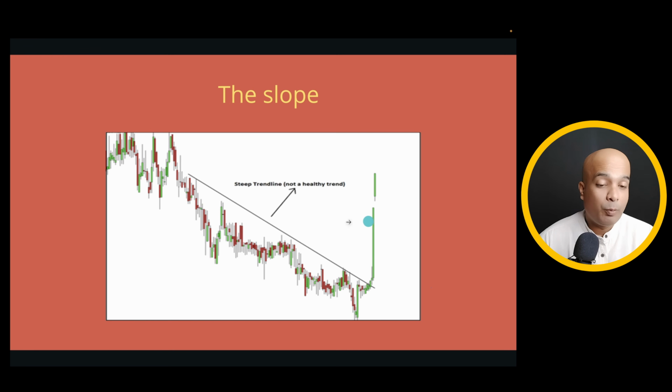The second one is the slope actually. Whenever you draw a trend line, ensure it does not cross a 45 degree angle from an imaginary horizontal line. For example, if you draw a horizontal line like this, and if you look at the angle, it is more than 45 degrees, right? So don't draw a trend line with this higher slope, because that doesn't indicate the health of a healthy trend. A healthy trend always comes with a less than 45 degree angle.